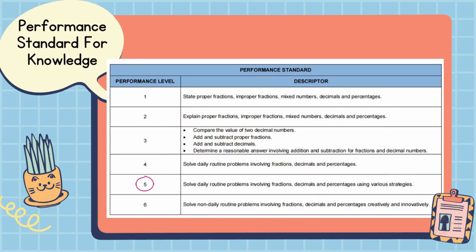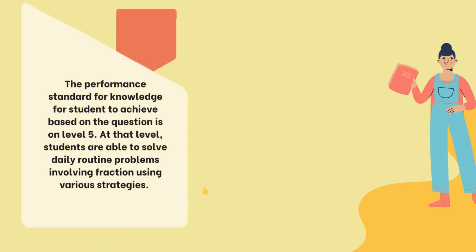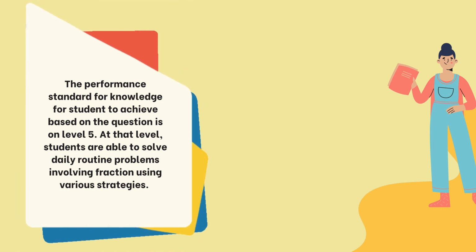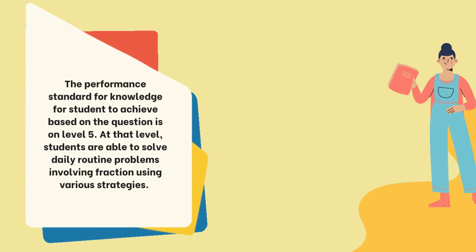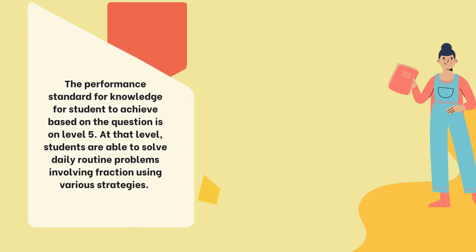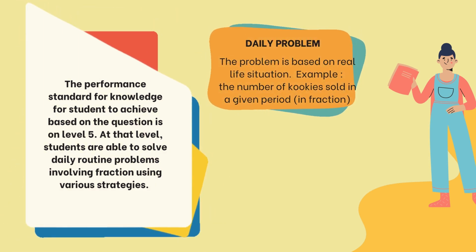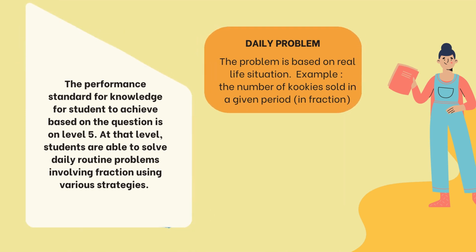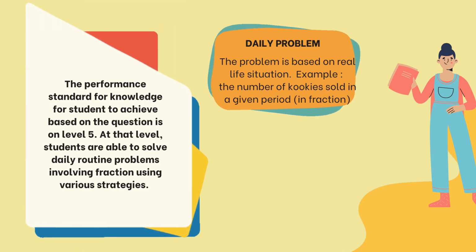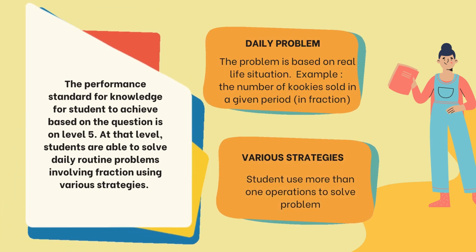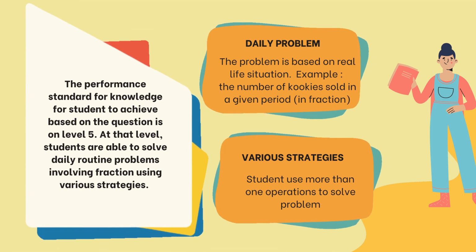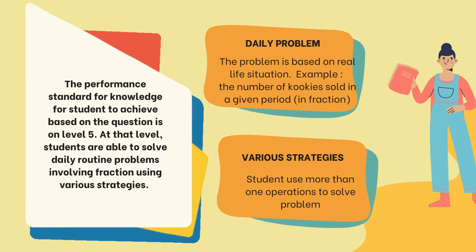Based on the question, the performance standard for knowledge that we want the student to achieve is level 5. It is because at that level, students are able to solve daily routine problems involving fractions using various strategies. A daily problem is based on a real-life situation, for example, the number of cookies sold in a given period. And the various strategy is that students use more than one operation to solve the problem.